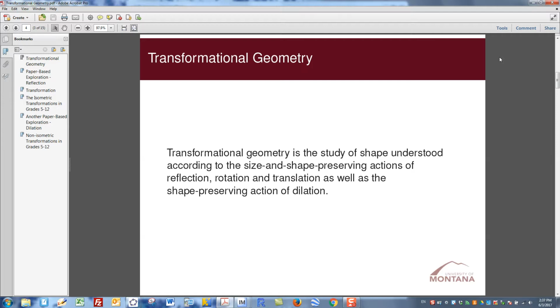So let's first talk about, well, what is the umbrella term here, or topic? It's transformational geometry, which is the study of shape, understood according to the size and shape preserving actions of reflection, rotation, and translation, as well as the shape preserving action of dilation. So you can see that transformational geometry really is this idea of actions acting on shapes. And some of these actions preserve both size and shape, and other actions only preserve shape.